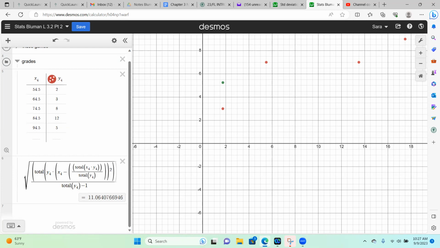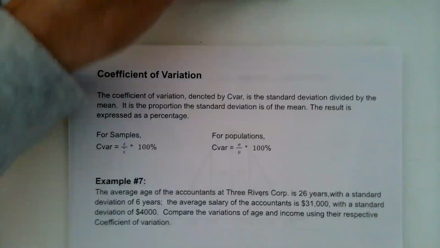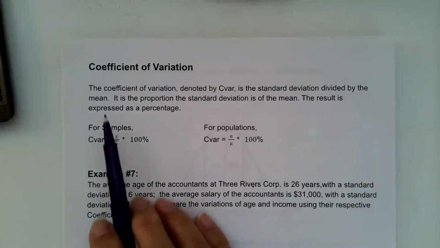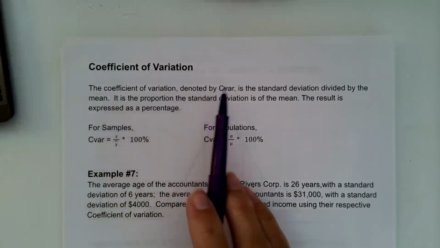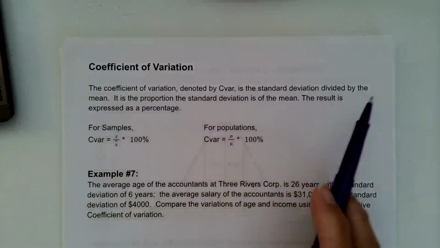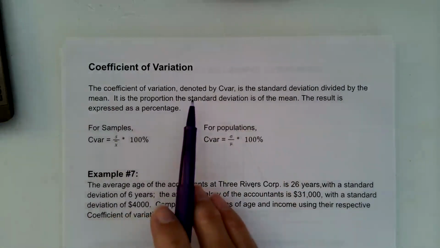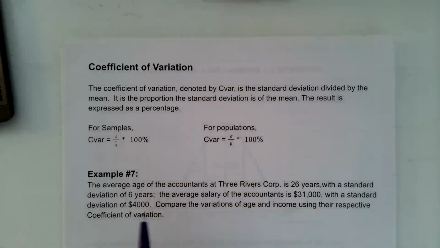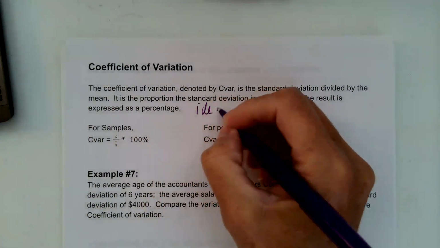So the last measure of variation that I'd like to talk about in this lesson 3.2 is called the coefficient of variation. And you may have noticed that comparing our mean to our standard deviation, sometimes our standard deviation is quite large, and we want to take note of that. So the coefficient of variation, denoted as C-var, is the standard deviation divided by the mean. It is the proportion the standard deviation is of the mean. The result is expressed as a percentage. Ideally, you want this to be low.